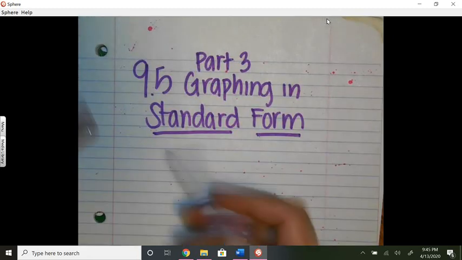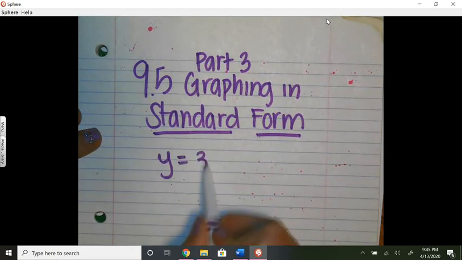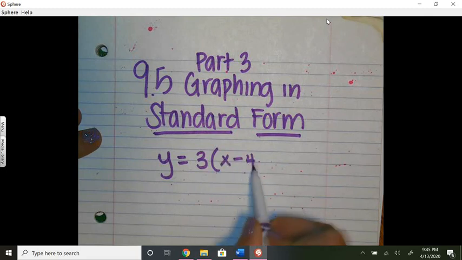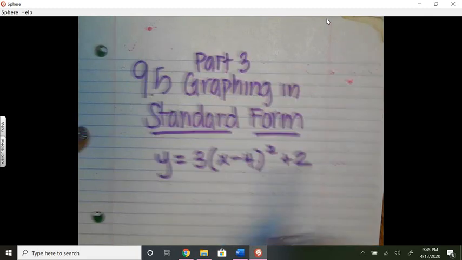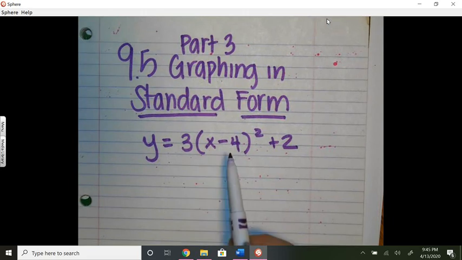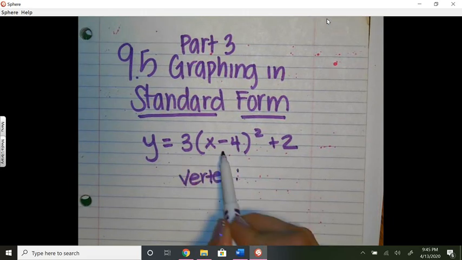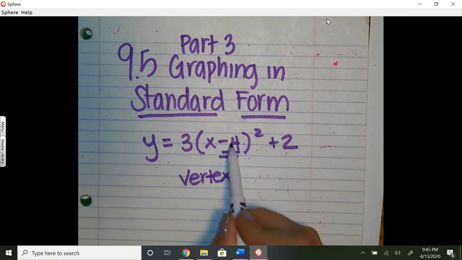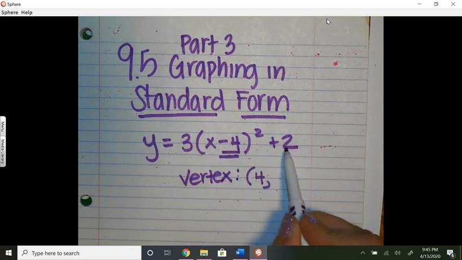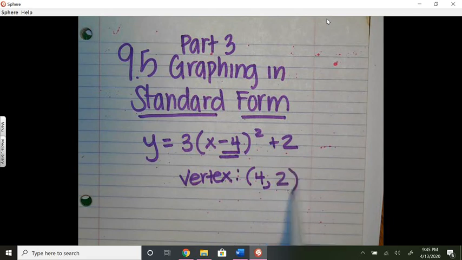So if we recall, when the equation looks something like this, this is called vertex form. So if I wanted to know what the vertex was, we could just look at it and it's always the opposite of this, and then this number out here. So h and k.